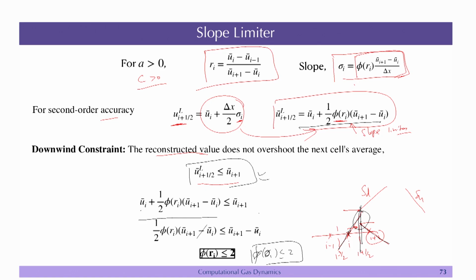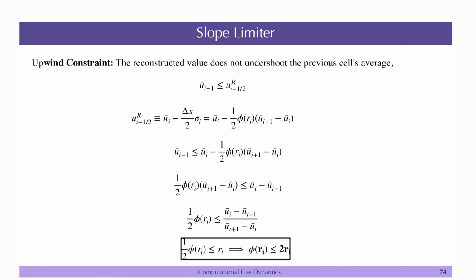So, the maximum value of the slope limiter can go to 2. This is coming from the downwind constant. If you look at the upwind constant here, the upwind constant is now coming from I minus 1, and this is I plus 1. So, what it is saying is that whatever value you are getting, this is my I minus half and this is I plus half.